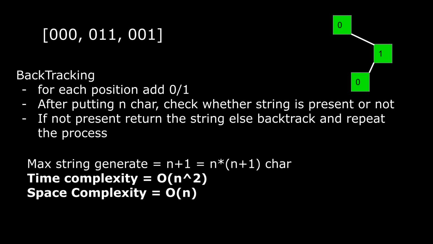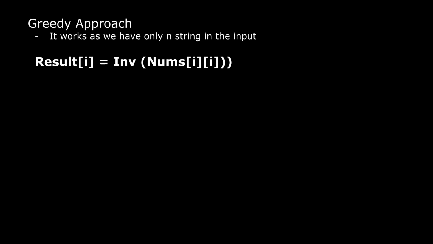So can we do better? Yes, we can do better. We can solve this problem with a greedy approach as well. Why will the greedy approach work here? Because with length n, there are 2 to the power n strings possible, and for each position there are two possible characters, either 0 or 1, so n strings are not able to cover everything. That's why this greedy approach will work here.